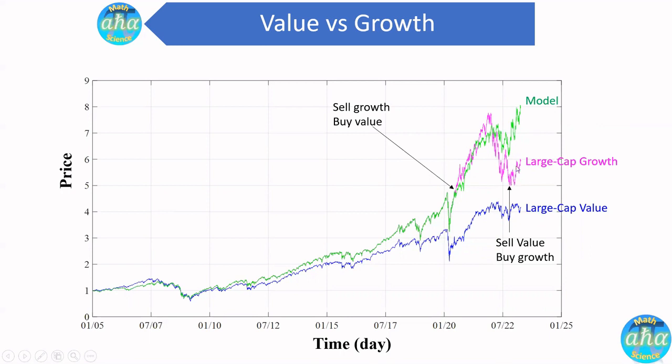And then when the large cap growth drops too much, and the signal already tells us it's now 2 standard deviations below the trend line, this is a place that one can sell the value and get back into the growth stocks. And that way you can catch the sharp increase of large cap growth. And in the end, the model performance has a very nice return. It's actually an 8-fold return since 2005, in comparison to a 4-fold increase for the large cap value and a 6-fold increase for the large cap growth.